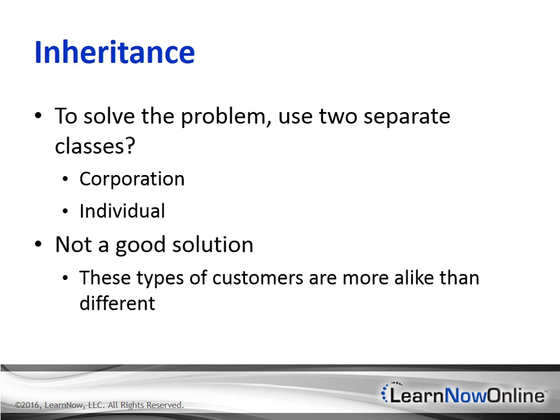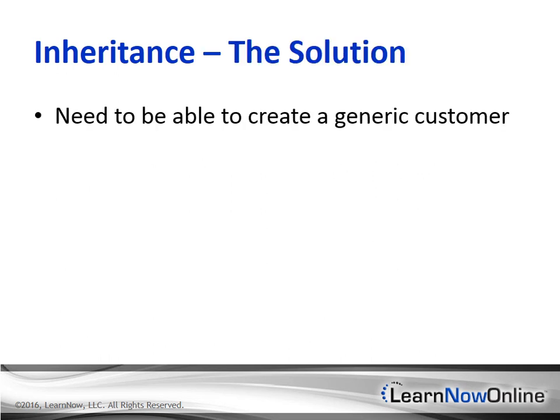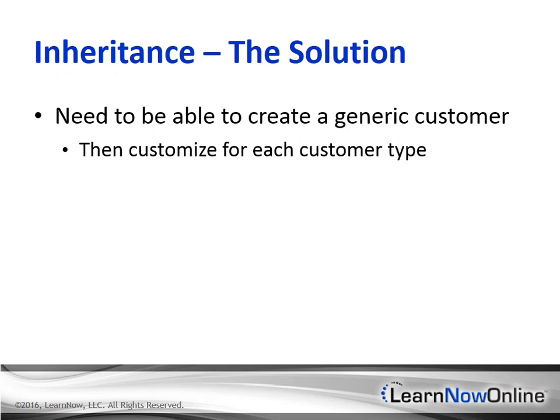And if we implemented things this way, we'd be writing a lot of redundant code because a lot of the same properties and methods apply to both kinds of customers. So what you really want is the ability to create a class representing a generic customer, and then customize that class for the specific customer types. You can do this using inheritance. A class that inherits from another class automatically gets the members of that base class.